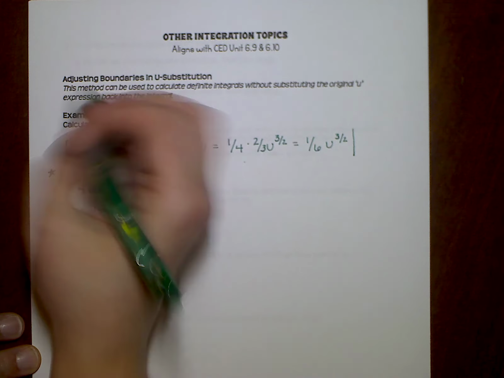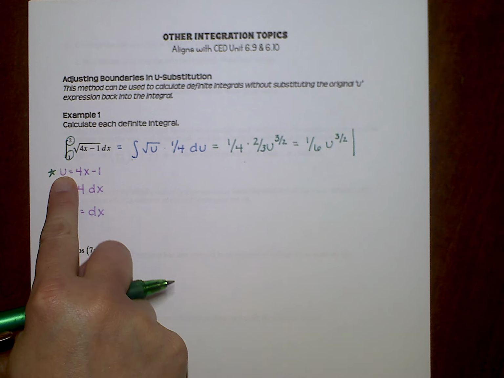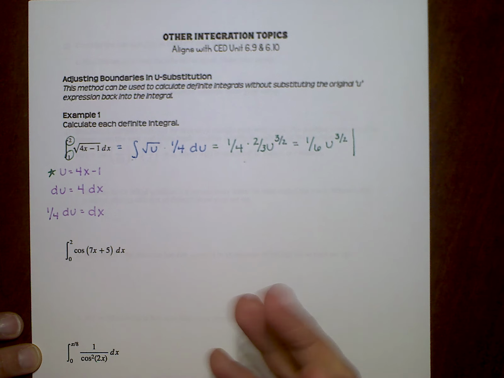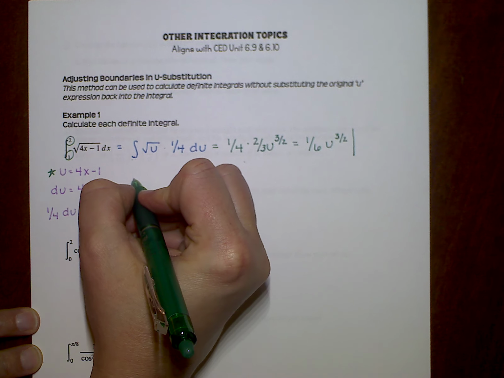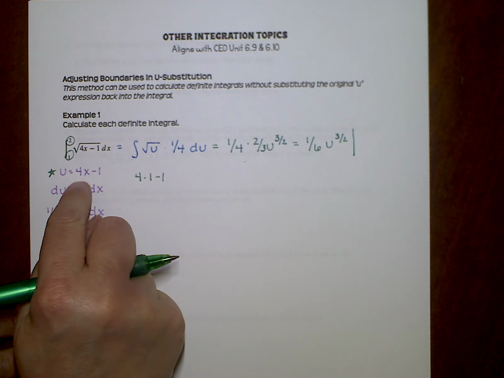So I need to take these endpoints that used to be x's and turn them into u's, okay? Now, honestly, I probably wouldn't take the time to write this next step out. I'm doing it just for your benefit for this video so you can see what I'm doing. But my first endpoint is going to be 4 times 1 minus 1. I'm just putting the 1 in for x here.